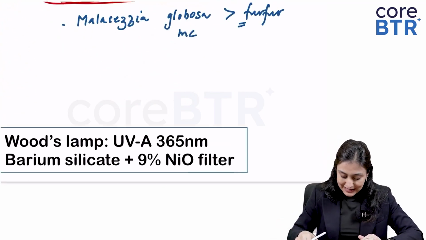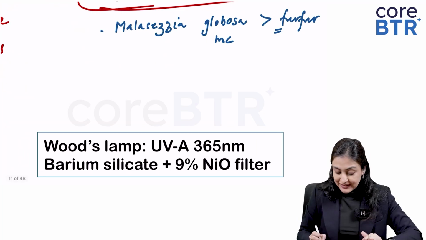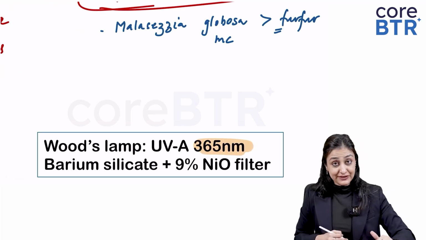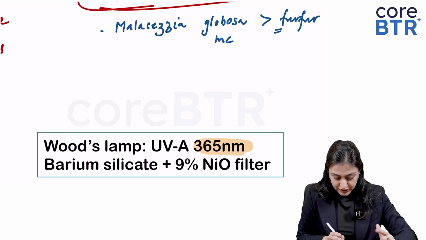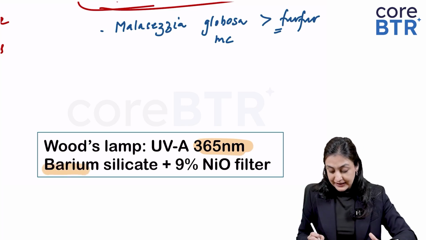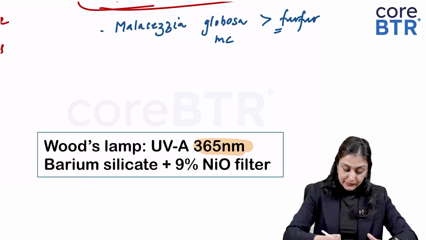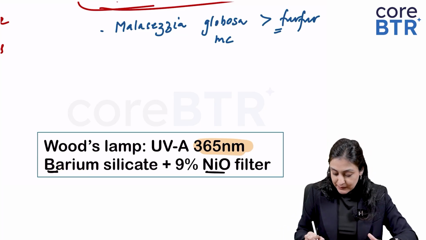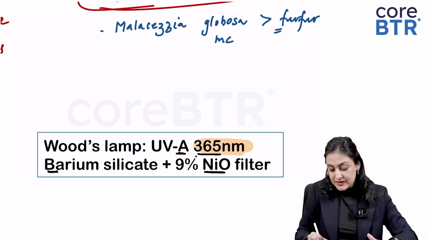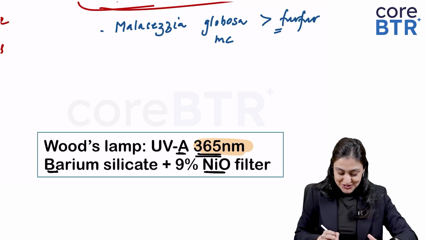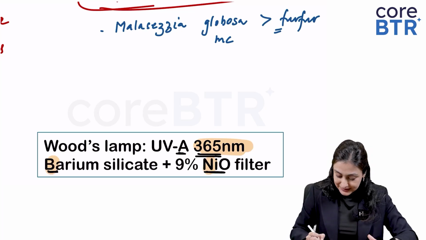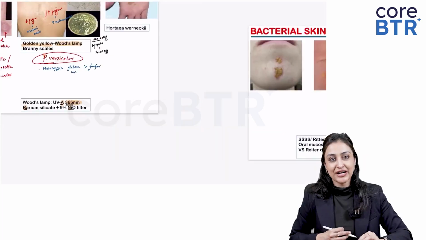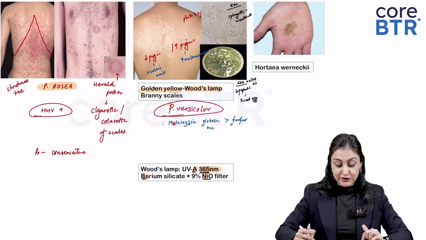What is Wood's lamp? So Wood's lamp is UVA radiation of 365 nanometer, which passes through this filter, that is barium and nickel oxide. How you can remember is banya. So you can remember once a banya, always a banya, 365 days. So this is BANA 365. Alright, so this is about P versicolor.